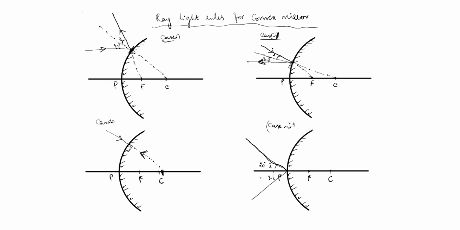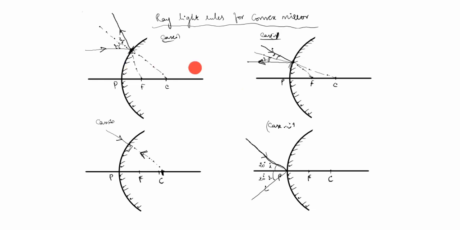So 20 means this is also 20. So the arrow comes this way, and the arrow goes this way. In this, how will they ask in your exam question? The ray of light incident on a convex mirror strikes at its pole, making an angle theta from the principal axis. Which one is the principal axis? This line is the principal axis.